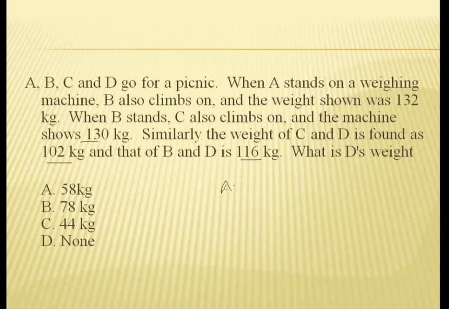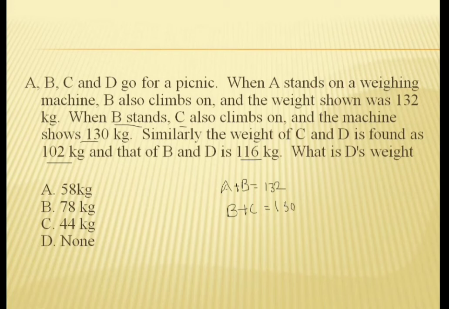Okay, so from the first condition, A plus B's total weight is 132 kg. So A plus B equals 132 kg. Then similarly B plus C is given as 130 kg. B plus C equals 130 kg, right?